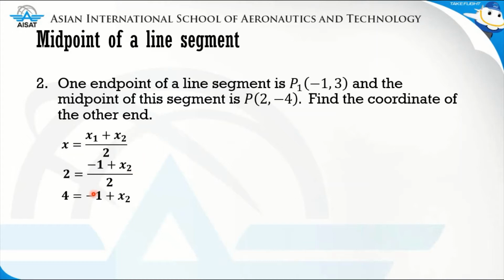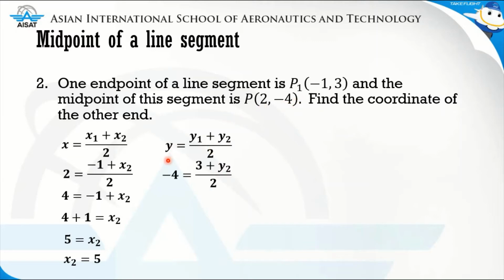Then transposing negative 1 on the left side, we'll have 4 plus 1 is equal to x sub 2. And adding 4 plus 1, we'll have 5. So therefore, the value for x sub 2 is 5. So next we'll try to get the value of y sub 2. So using the formula y is equal to y sub 1 plus y sub 2 over 2, substitute the known values, which are 3 for y sub 1 and negative 4 for y.